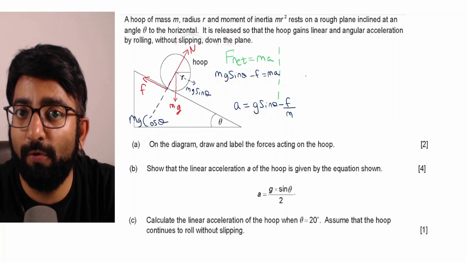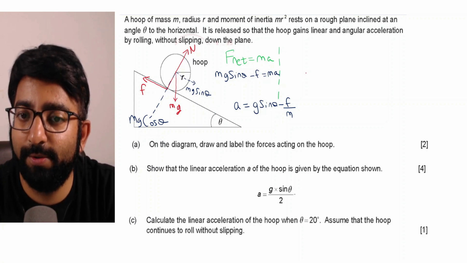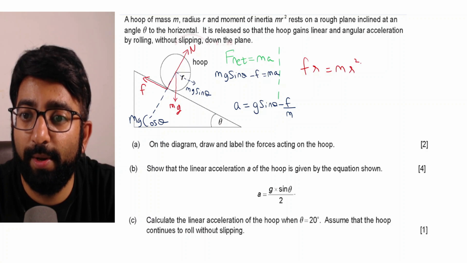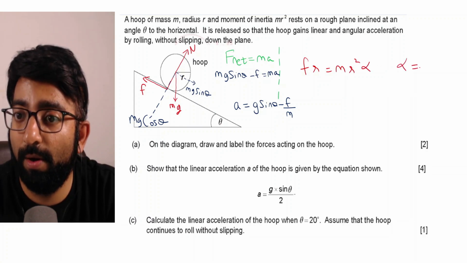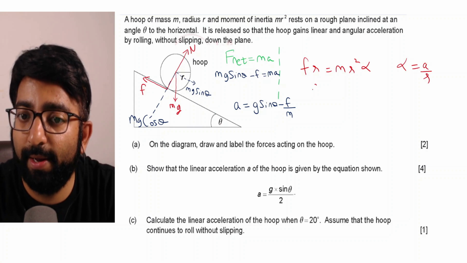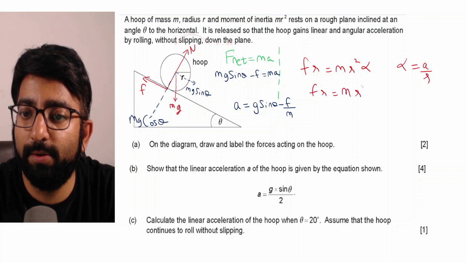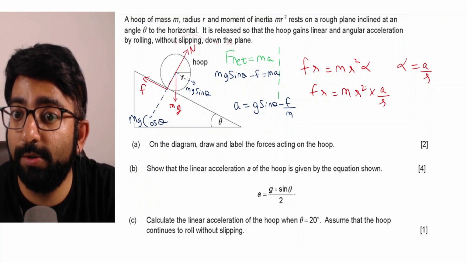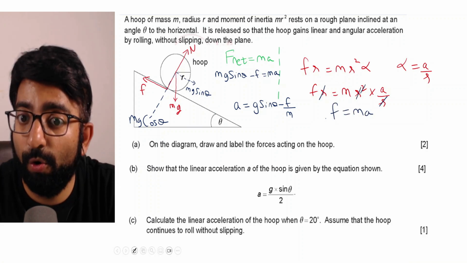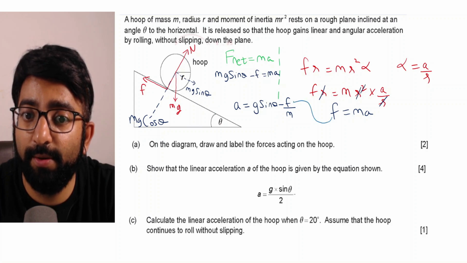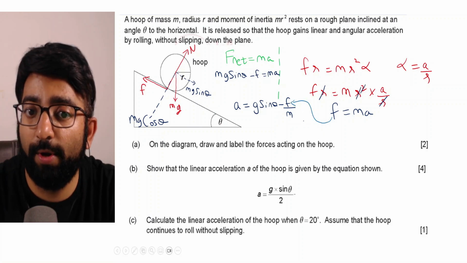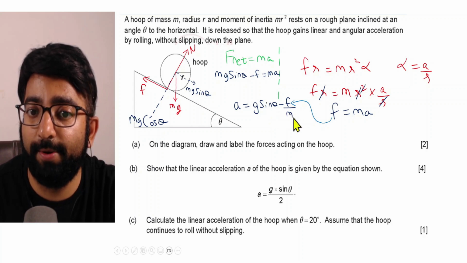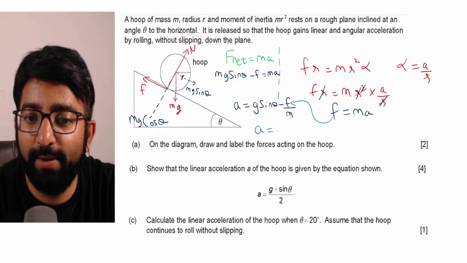So the equation which we got from the net torque is equal to I alpha was Fr is equal to mr square alpha. And now we are supposed to replace alpha with a upon R. So let's do that. F into R will come out as mr square multiplied by a upon R. And if we simplify this expression, the r's will get cancelled out and the expression for friction will be m into a. And now we will replace the friction expression in the equation which we got from F net is equal to ma, which was g sine theta minus F upon m. Hence, the final expression will be a is equal to g sine theta minus a.